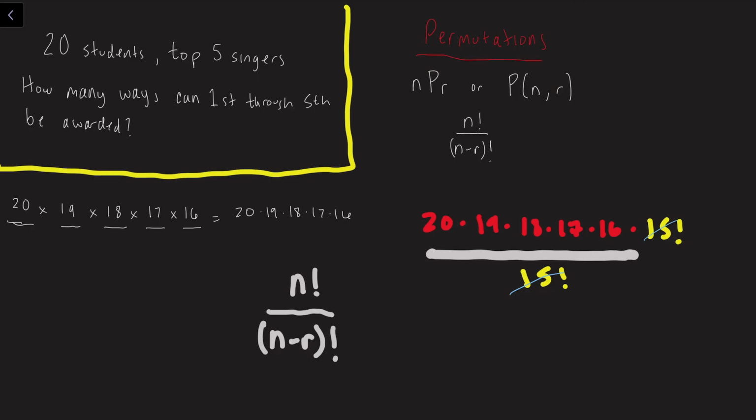More generally, permutations are calculated by this formula, where n is the total number of objects, or in our case, students, and r is the number of positions we're filling, like 1st through 5th place. So permutations are what we use when we're selecting objects and order matters. Okay, but what if order doesn't matter?